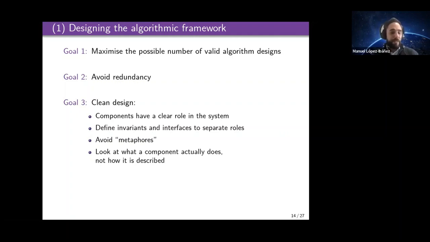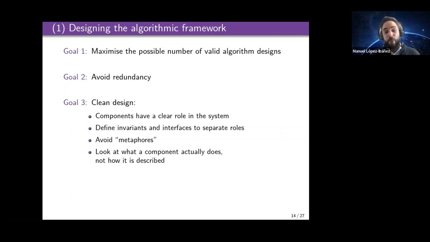And towards that goal, it would be nice to define invariants and interfaces to separate roles. So once you have a component, you can clearly identify where it fits. And if somebody else proposes a new component, it's clear where this component will go in the framework and what it will be an alternative to. In that sense, it's good to avoid metaphorical language. For example, when we talk about evolutionary algorithms, we might talk about mutation, recombination, but those concepts are hiding what the actual components are doing. And it would be better to define what the component is doing rather than relying on these metaphors.